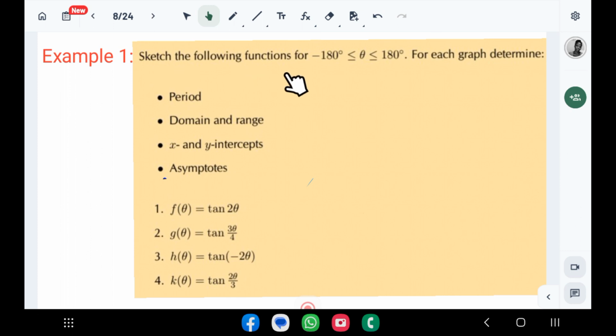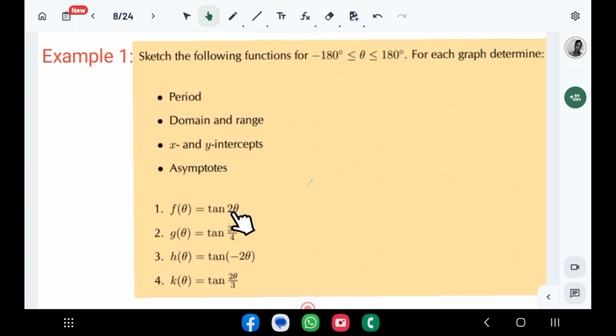Example 1. Sketch the following functions for theta between negative 180 and 180. For each graph, determine the period, domain, and range, x and y intercepts, and asymptotes. Okay, now you've got the graph. Here are the graphs. Okay, I'm going to do a few of the periods so that you can see how easy it is. Notice that your k's are different, so your periods are obviously going to be different here.